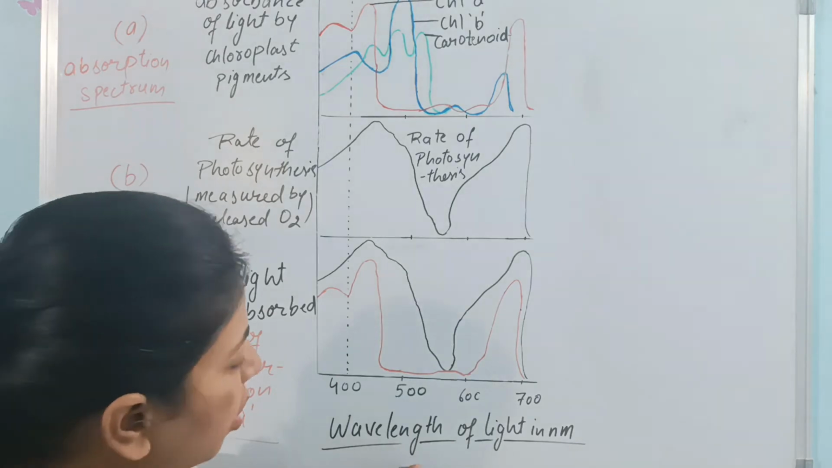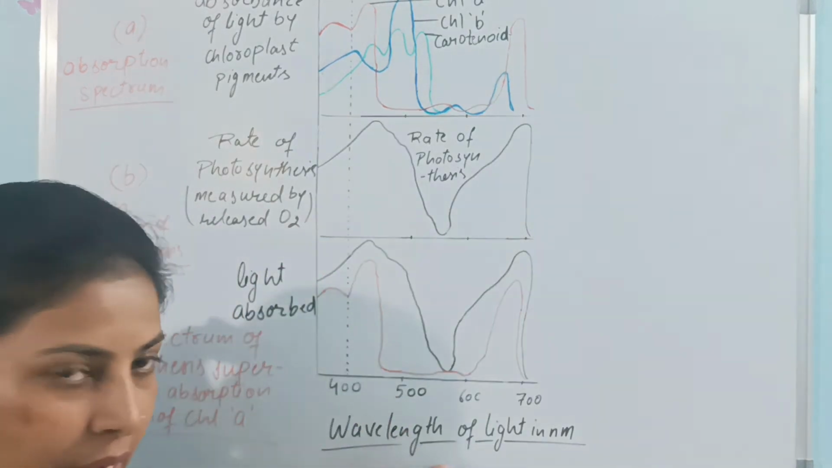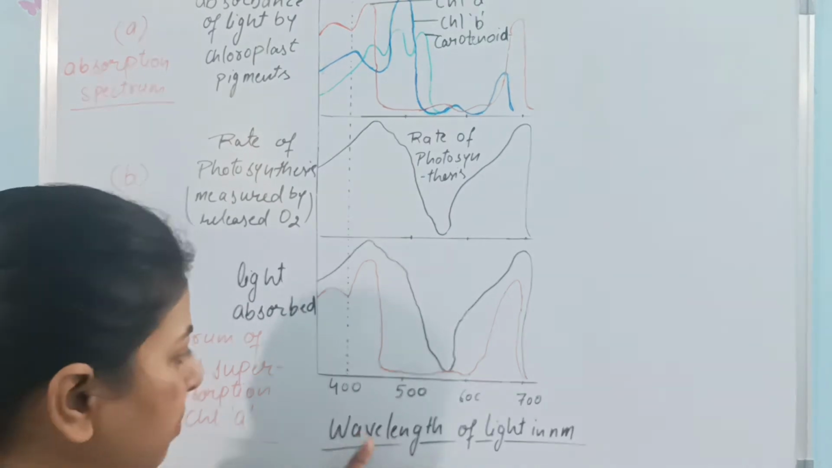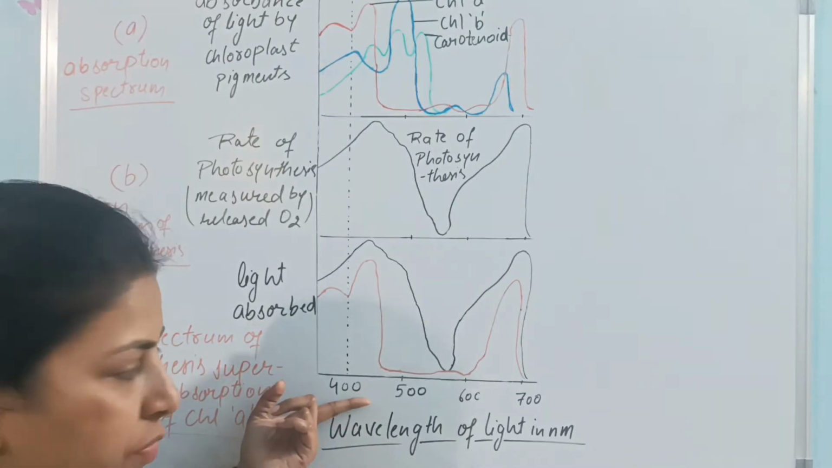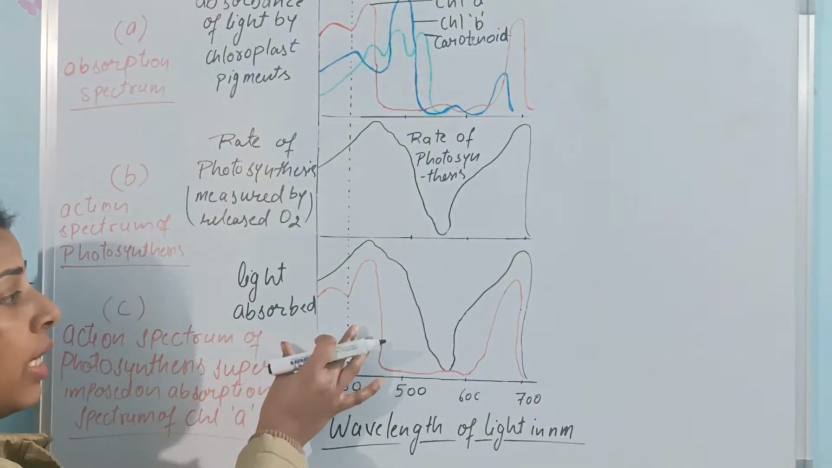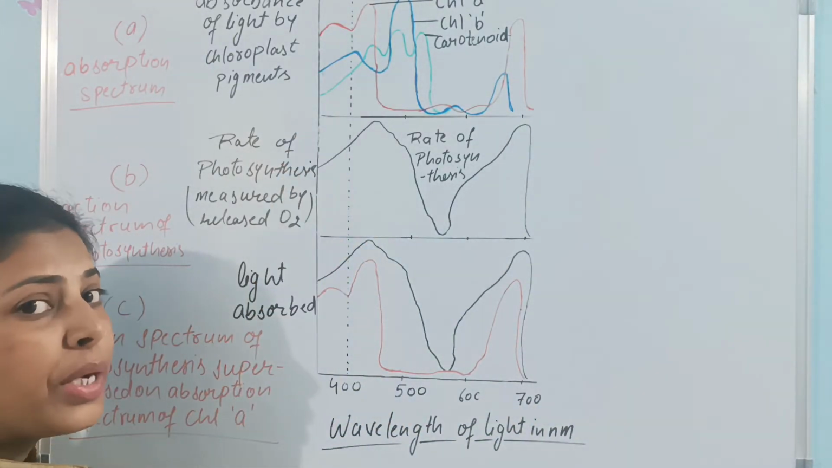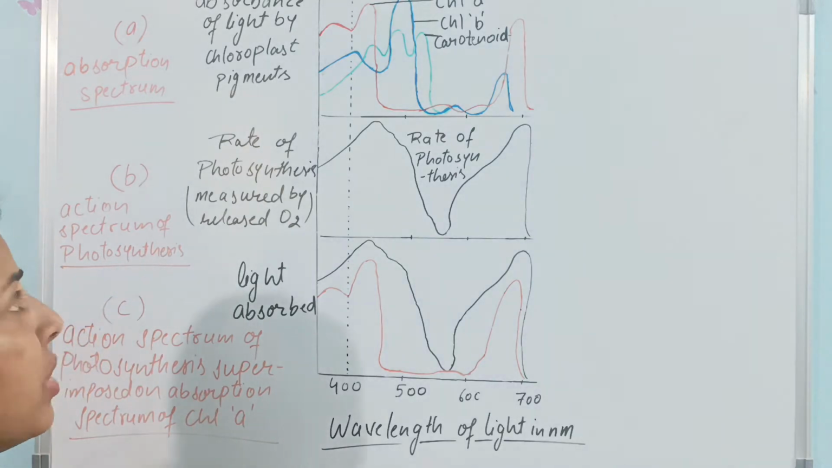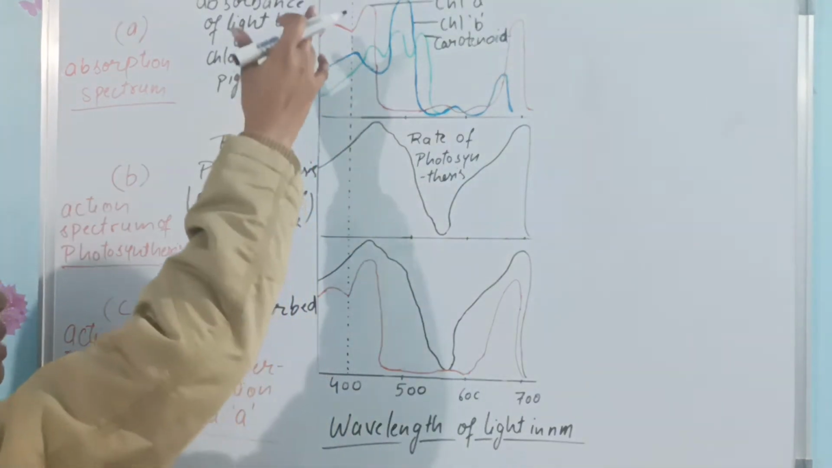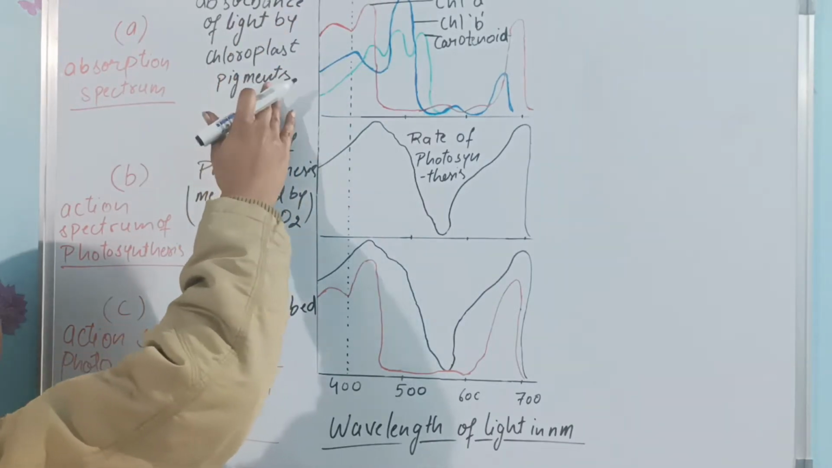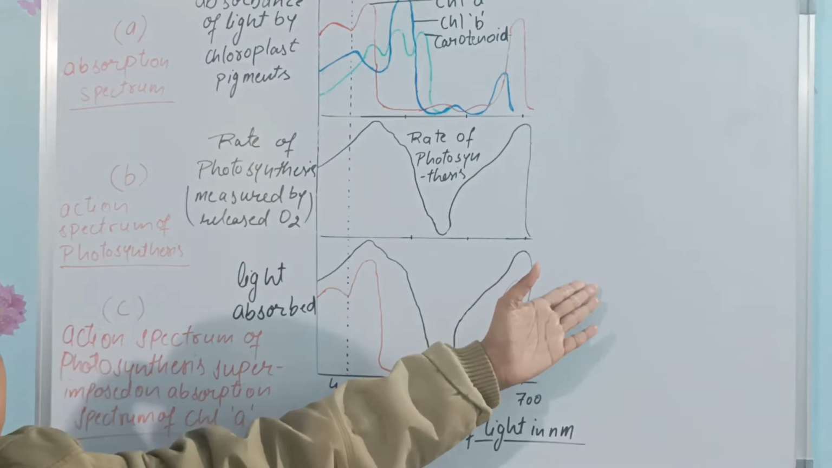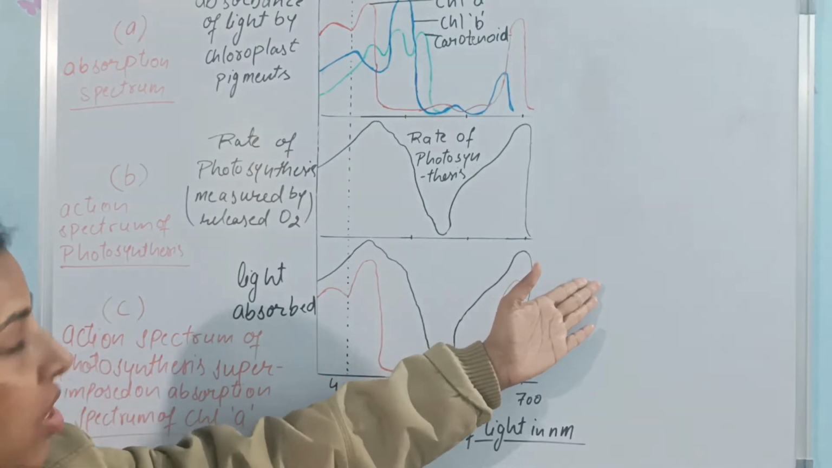So students, we can see that on the x-axis the parameter is the same: the wavelength of light in nanometers. You know about the visible spectrum; it starts from approximately 400 to 700, as mentioned here. The y-axis has different parameters according to the graph. First we discuss the absorption spectrum: the absorbance of light by chloroplast pigments, that means chlorophylls, carotenoids, xanthophylls, etc.